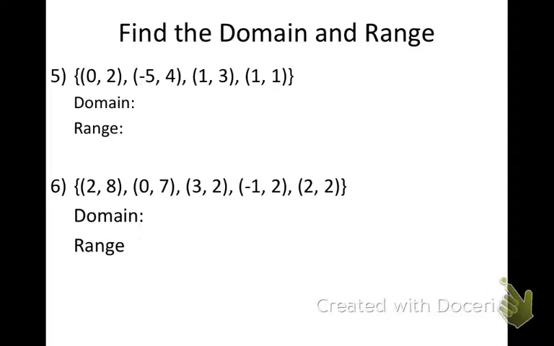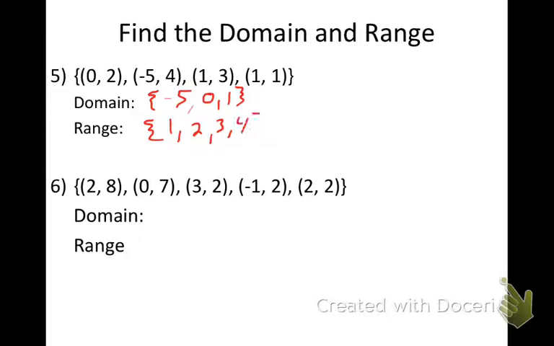Alright? Try these two as well. Same thing here. Find the domain and range. Take a couple seconds. Find these two on your own. Alright, let's look at number 5 here. I want to find the domain. Jace, what is my domain? Negative 5, 0, 1. Nice job. What is my range, Jake King? 1, 2, 4. 1, 2, 3, 4.